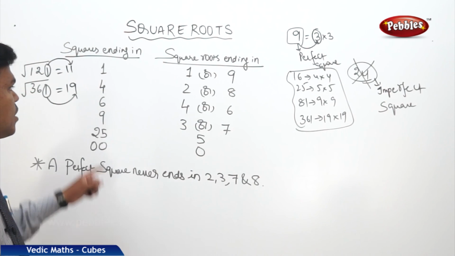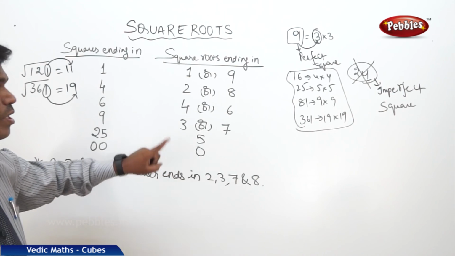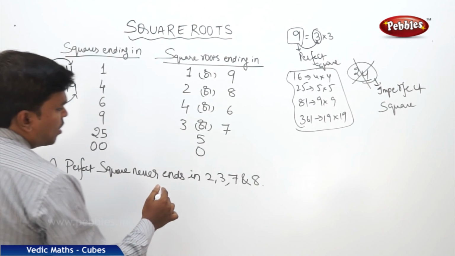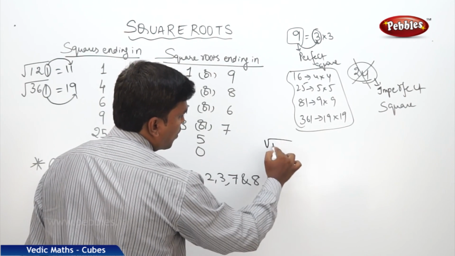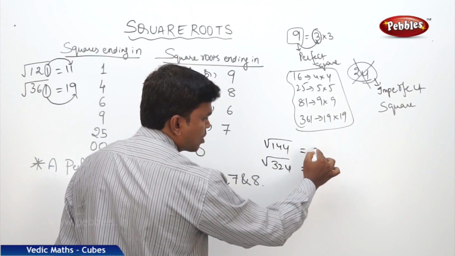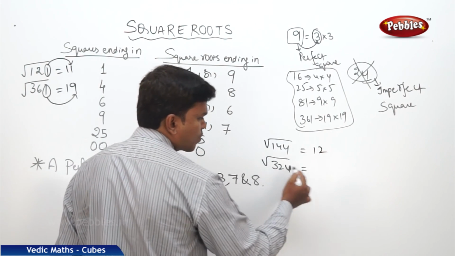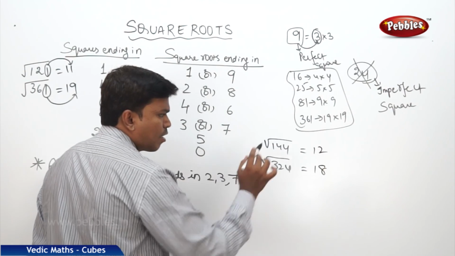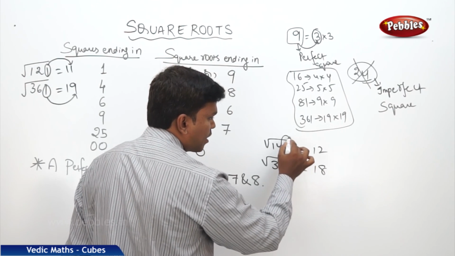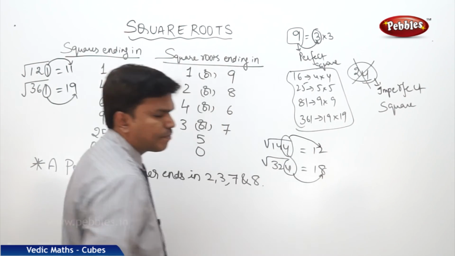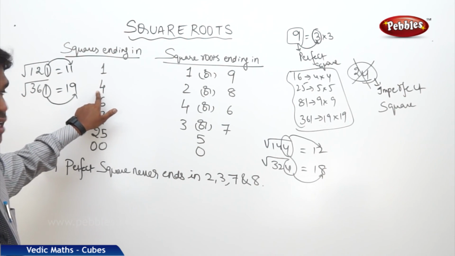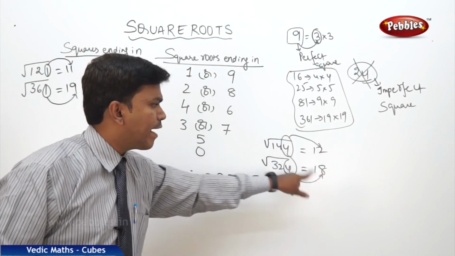Got it? Similarly, if a square number is ending in 4, its square root should end in either 2 or 8. For example, let us take the square root of 144 and the square root of 324. Both are perfect squares, both are ending in 4 only. The square root of 144 is 12, and the square root of 324 is 18. Both are square numbers ending in 4, but the square roots are ending in either 2 or 8. So that's what I mean to say here: if a perfect square number is ending in 4, its square root should end in either 2 or 8, like this.